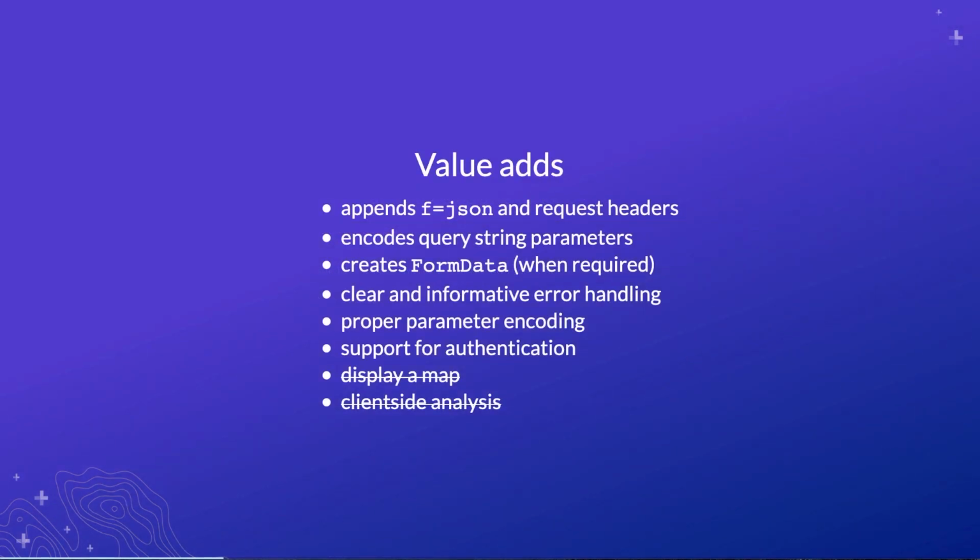So there are a lot of value adds that REST.js tries to bring you when working with this library. Automatically, the library is appending that f equals JSON parameter that you always have to have. It's also appending request headers for you. It's encoding query string parameters right out of the box. You can work with different kinds of data, including images, encoding form data.